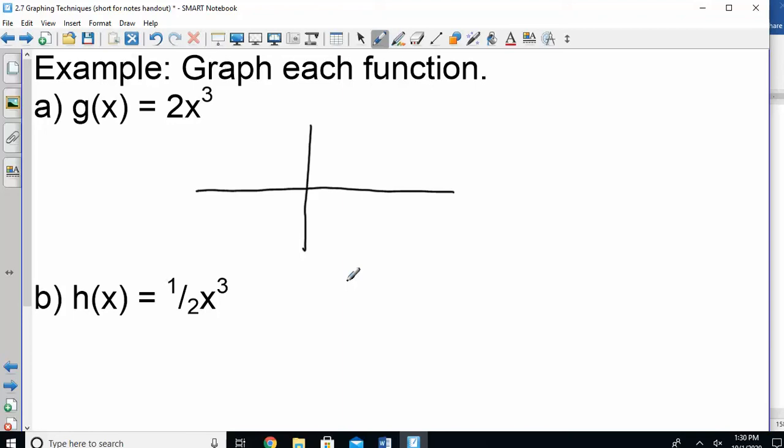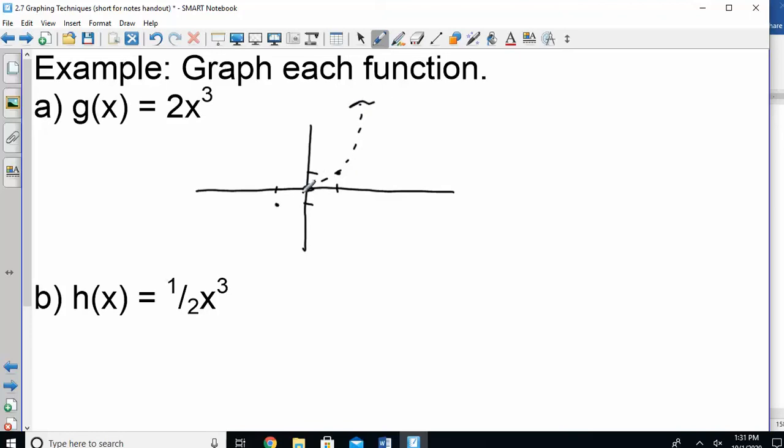So we did 2x cubed. We did x cubed yesterday, right? That's my parent function. What does x cubed look like? A chair. So minimum of 3 points. 0 cubed is 0. 1 cubed is 1. Negative 1 cubed is negative 1. You can do more if you need to.